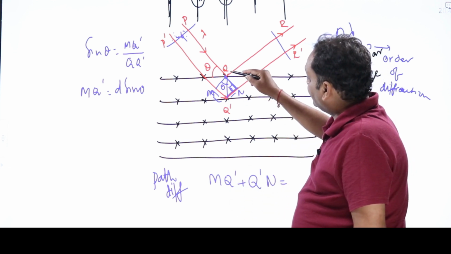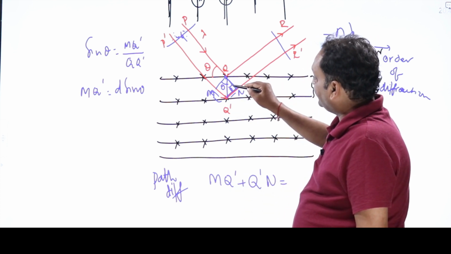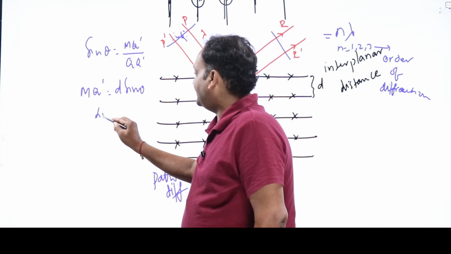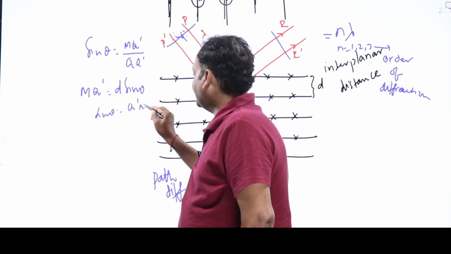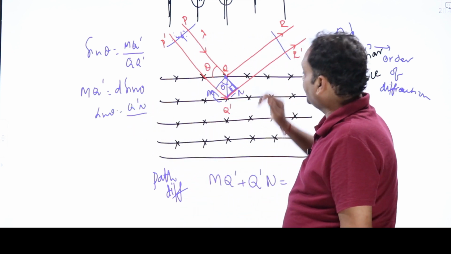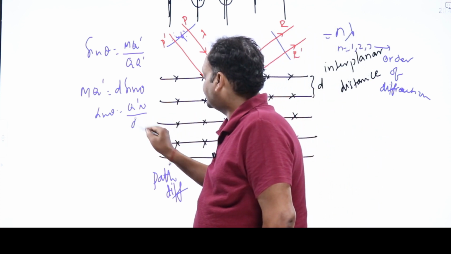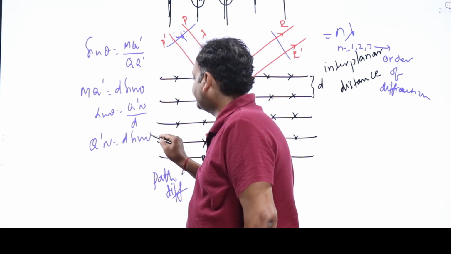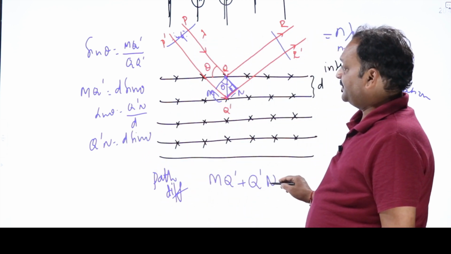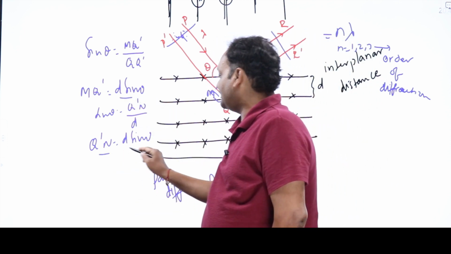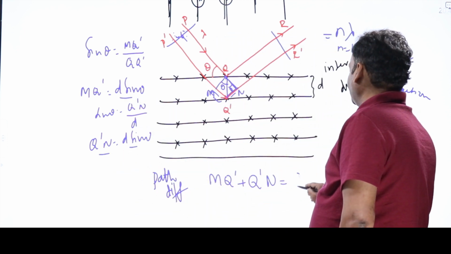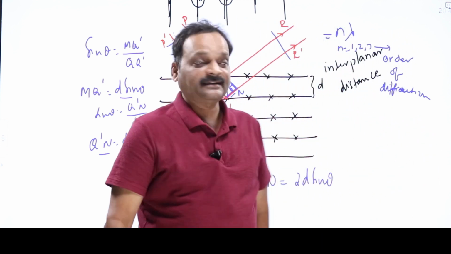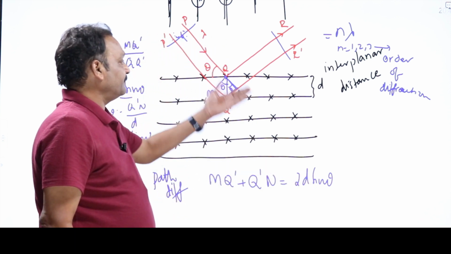Similarly, from this triangle Q dash, if I take sin theta equal to the opposite side, Q dash N, sin theta equals Q dash N by the hypotenuse, which is again Q dash. Q dash is nothing but D only. So Q dash N is also equal to D sin theta. So MQ dash plus Q dash N: MQ dash is D sin theta, Q dash N is also D sin theta. Therefore, MQ dash plus Q dash N is D sin theta plus D sin theta, which is 2D sin theta. This is the path difference between these two rays.